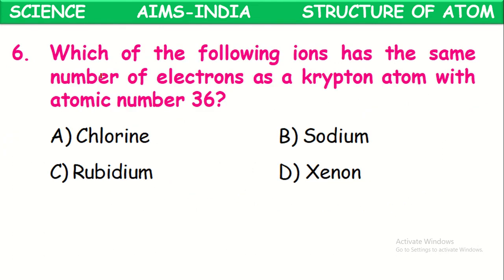Okay, next one. Which of the following ions has same number of electrons as a krypton atom with atomic number 36? Okay, so rubidium ion will be having same number of electrons as of krypton, because rubidium atomic number is 37, so it will be just beside the element krypton. So when rubidium loses one electron, its number of electrons also becomes 36. So it will be having same number of electrons as that of krypton, that is rubidium ion.